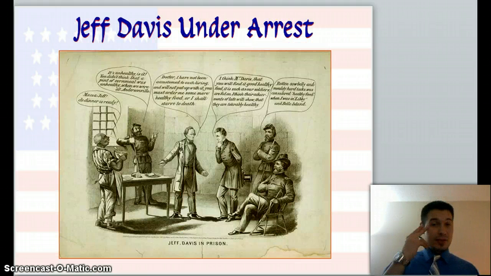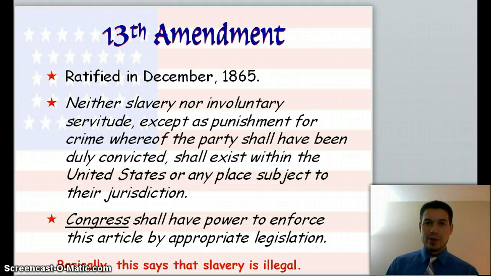Now, meanwhile, Jefferson Davis is under arrest, and he does serve his time in prison. Again, he was the president of the CSA, the Confederate States of America. Now, during this time, we also get the 13th Amendment that finally is ratified in December of 1865, saying that neither slavery nor involuntary servitude, except as punishment for crime whereof the party shall have been duly convicted, shall exist within the U.S. and its jurisdictions. Basically, slavery is now illegal. There's absolutely no way that the South can enslave African Americans, because again, it is an amendment now.